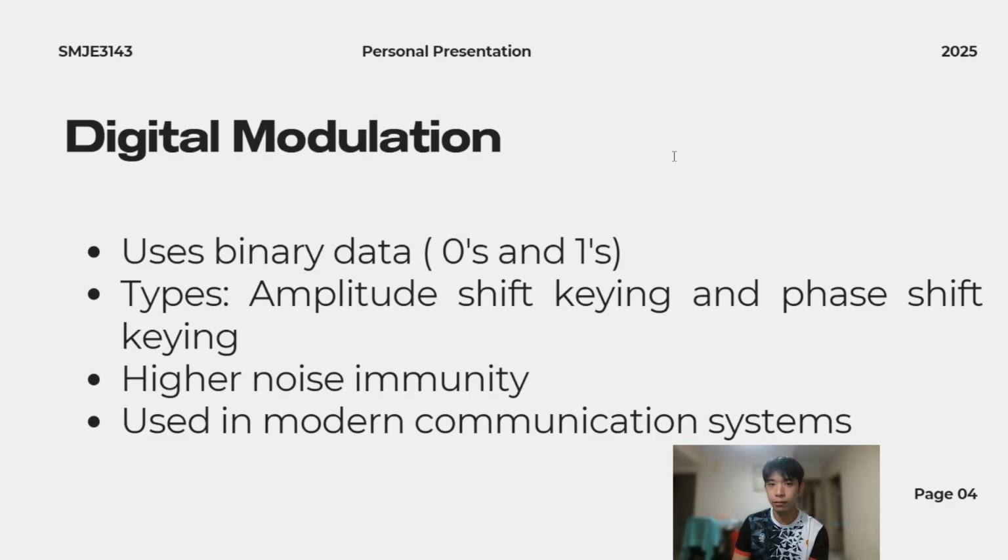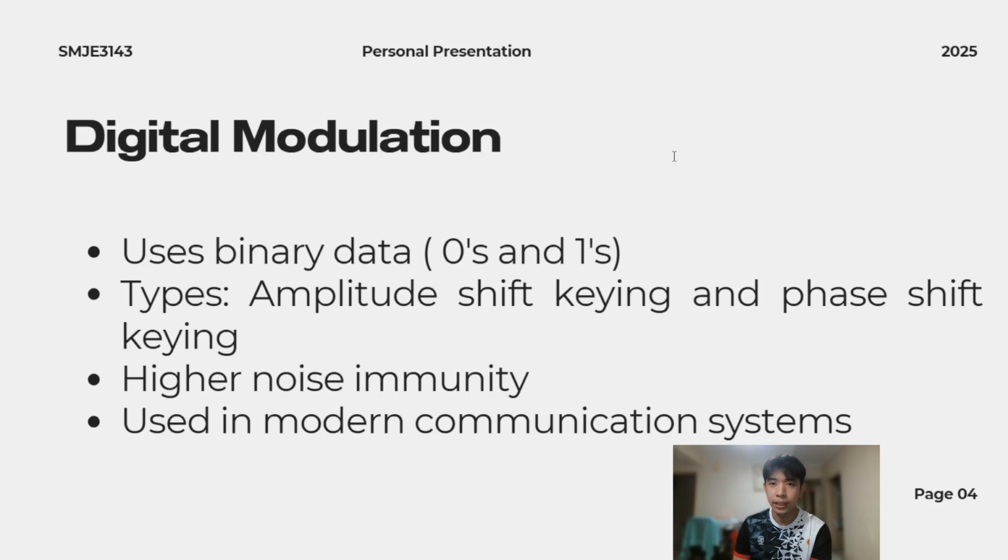ASK represents data by changing the carrier amplitude. ASK is relatively simple and is commonly used in optical communication systems, such as infrared remote controls and basic fiber optic links.